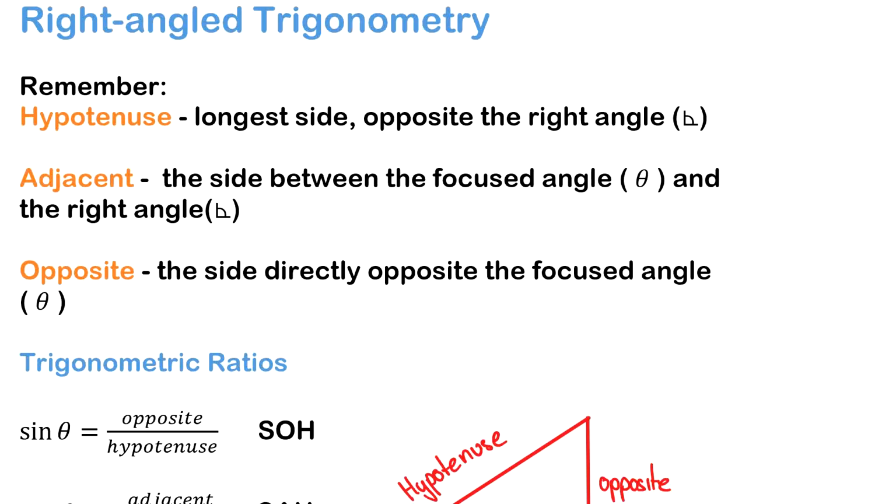Alright? So the next one we look at is the adjacent side. This is the side that's between what we call the focused angle, which is usually represented by that symbol there, known as theta, and the right angle. Adjacent also means next to, so you could think of it as the side next to the angle you're looking at. The next one is your opposite side, and this is the side that's directly opposite the focused angle. Remember that theta sign. You should be able to draw a straight line leaving theta, and that side it hits will be your opposite side.